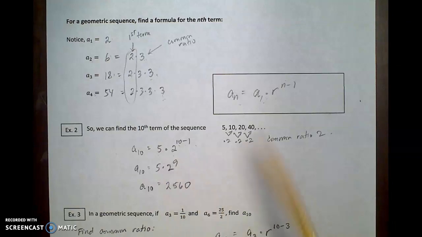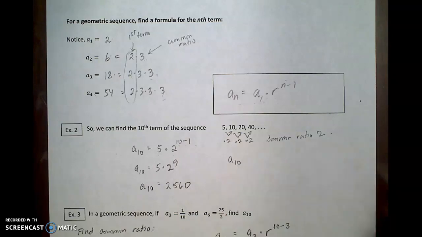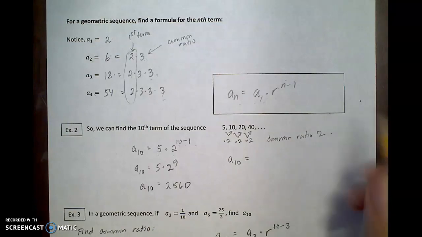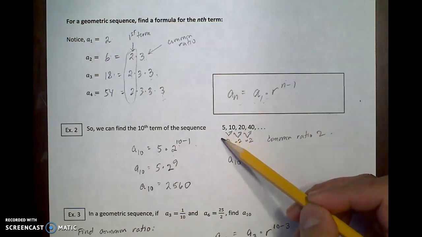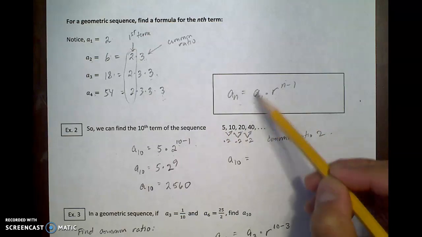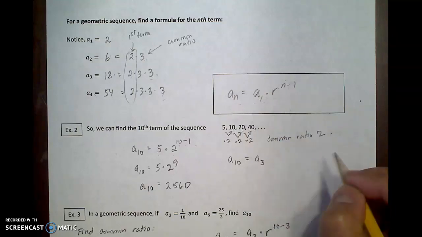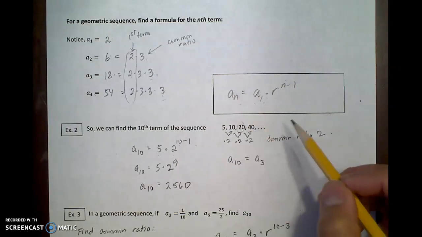Now, while this generic setup for the explicit for geometric uses the first term, know that you don't necessarily have to use the first term. I'm going to show you how we can adjust this. I'd say again, I'm still looking for the 10th term. And instead of maybe using the first term, maybe I want to use the third term. So I'm going to replace this a sub 1 with a sub 3. Meaning, okay, I'm using the third term instead.